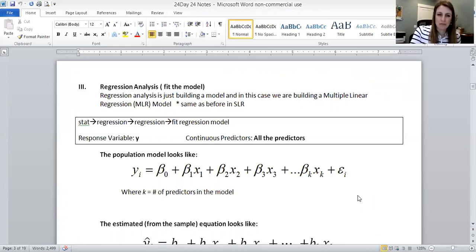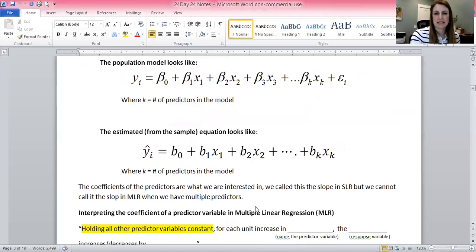And the population model will look something like this right here. So my beta 1, x1. So this is my predictor 1, and then beta 2, x2, my second predictor, okay, all the way up to k predictors. So k right here is the number of predictors in the model. And then we have our estimated equation. So this is the equation made from the sample.